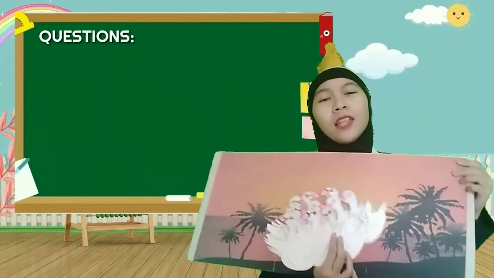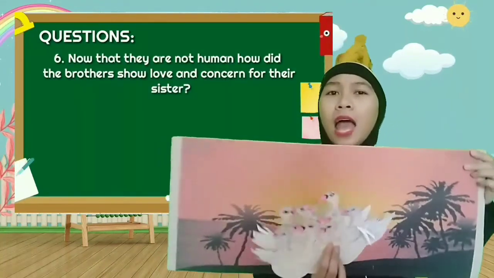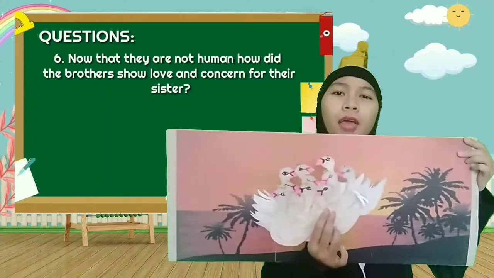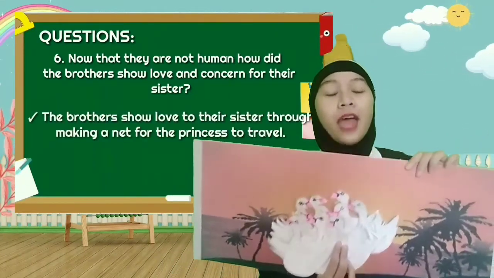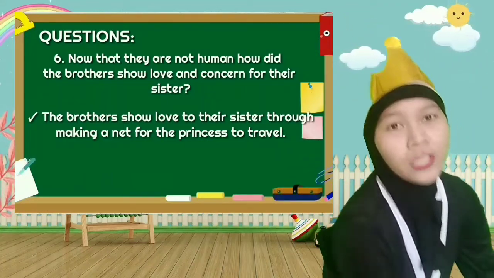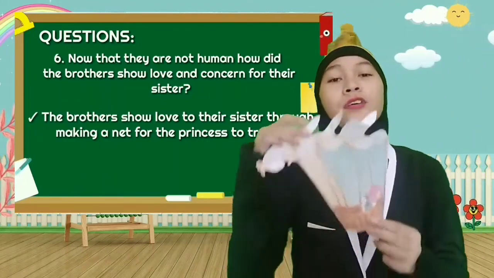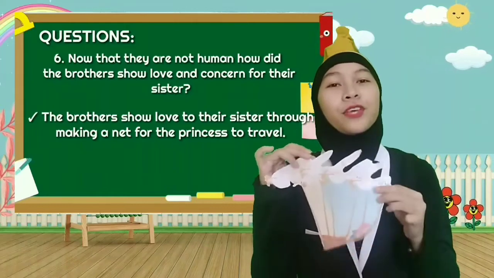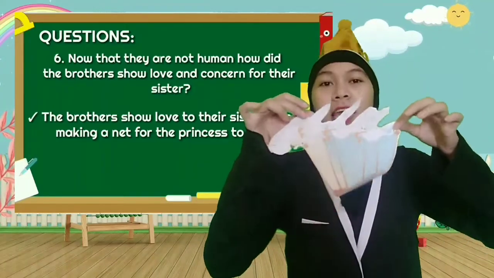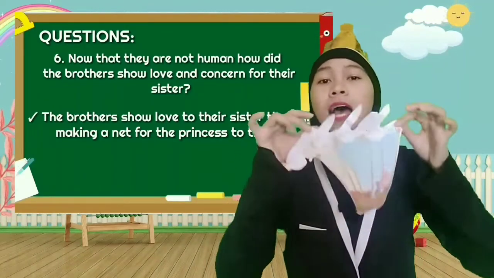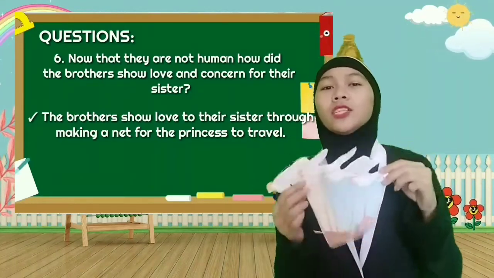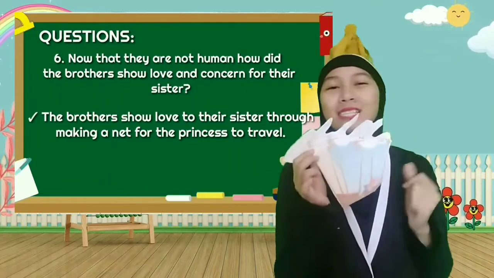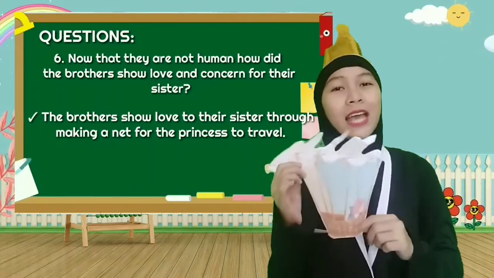That's sad. Now that they are not human, how did the brothers show love and concern for their sister? Very good. The brothers show love to their sister through making a net for the princess to travel. They give food as well as shade her while traveling. That's right. The relationship of this family is really sweet and inspiring as well.